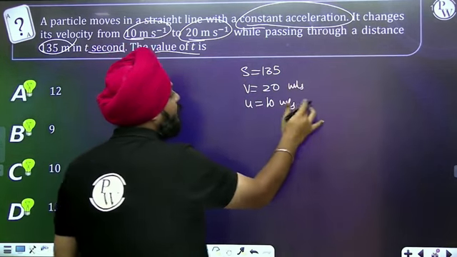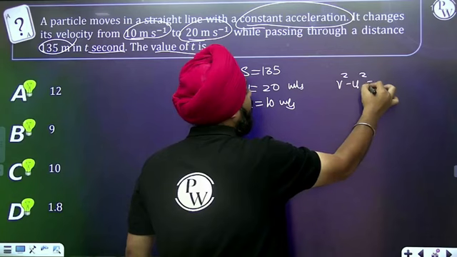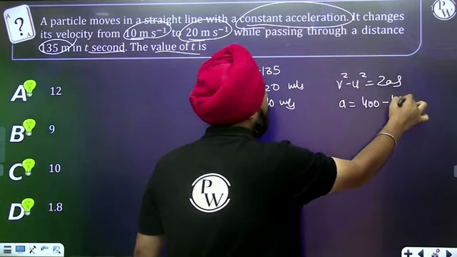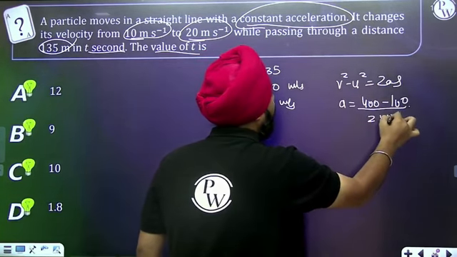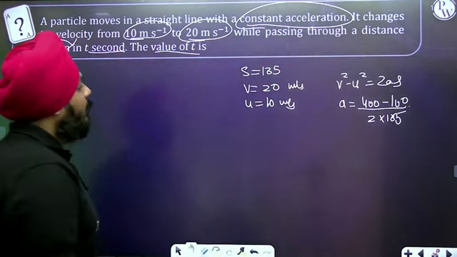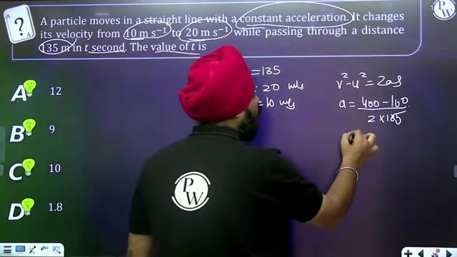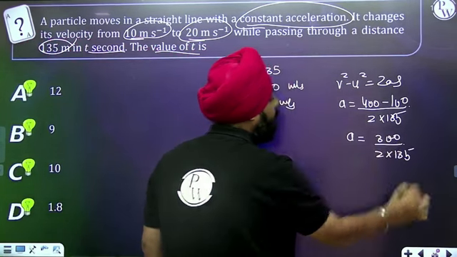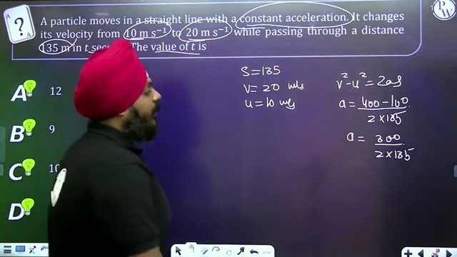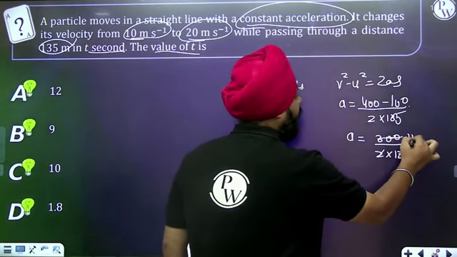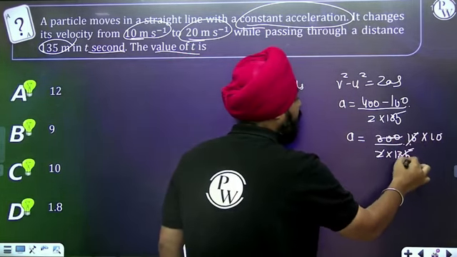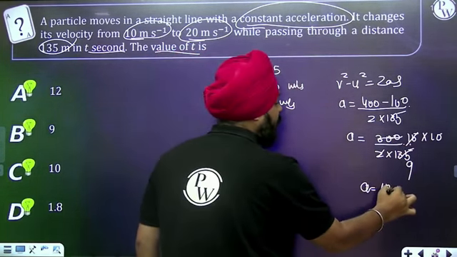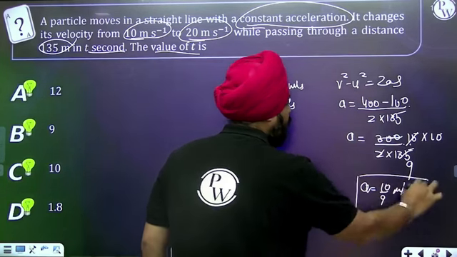First, use the third equation of motion to find the acceleration. It's (400 minus 100) divided by 2 into 135. The acceleration comes as 300 divided by 2 into 135. So it's 2 into 135, which is 270, and the acceleration comes out as 10 by 9 meter per second square.